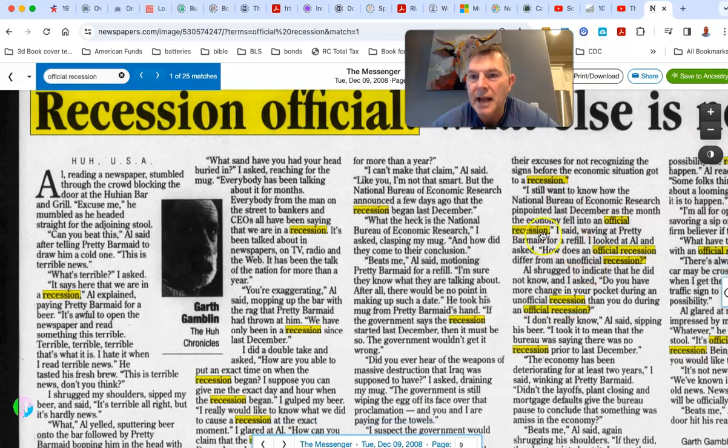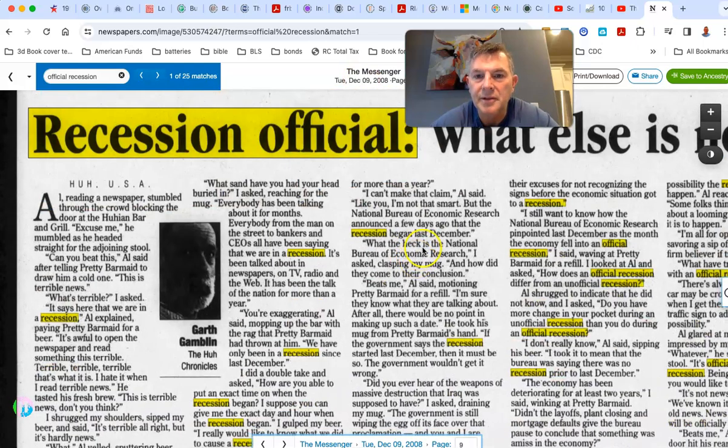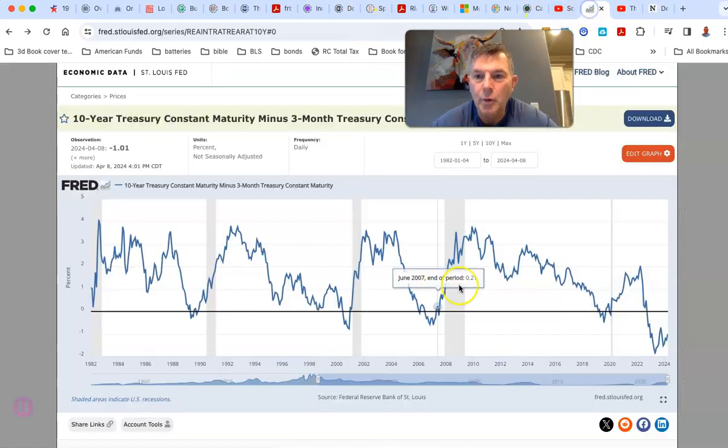Right here, the National Bureau of Economic Research announced a few days ago, this is December of 2008, that the recession began last January, which was a full year ago. So in December 2008, right there is when the National Bureau of Economic Research announced that a recession had begun way back here. So no one knew we were in a recession here. No one knew it. Crazy.